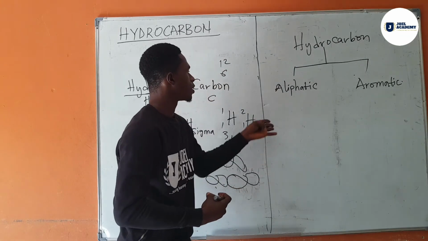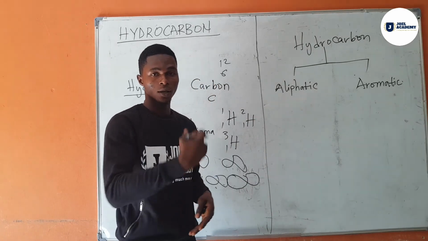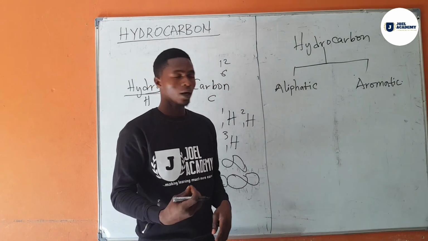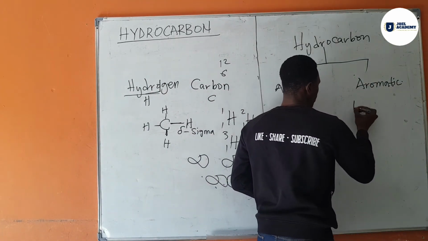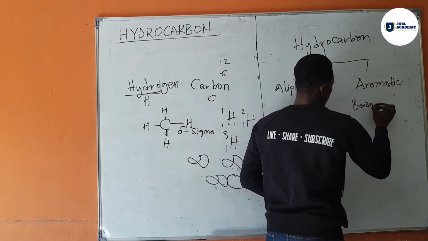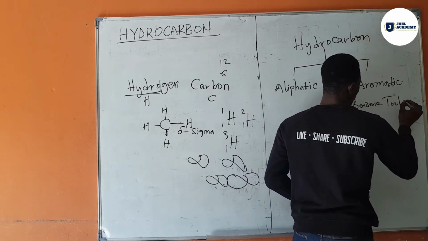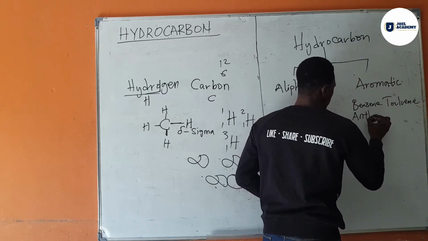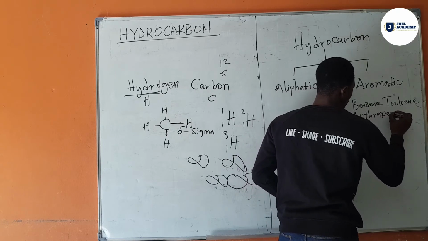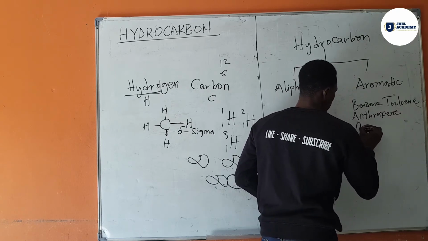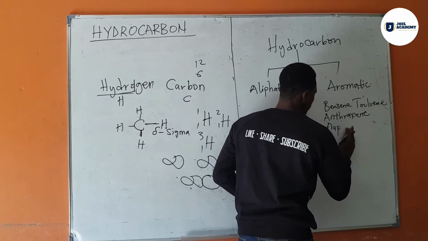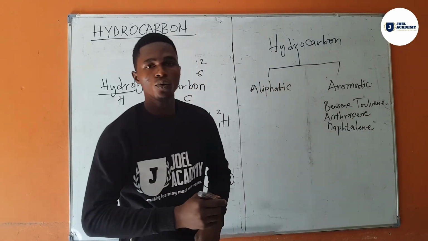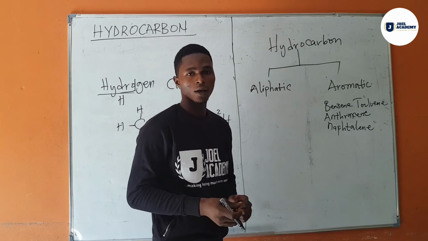An example of a family of aliphatic hydrocarbons is the alkanes family. The alkane family does not have any double bond. And the aromatics, they have a sweet smell. Examples of aromatic hydrocarbons, we have benzene, toluene, we have anthracene, we have naphthalene. So all these are examples of aromatic hydrocarbons.